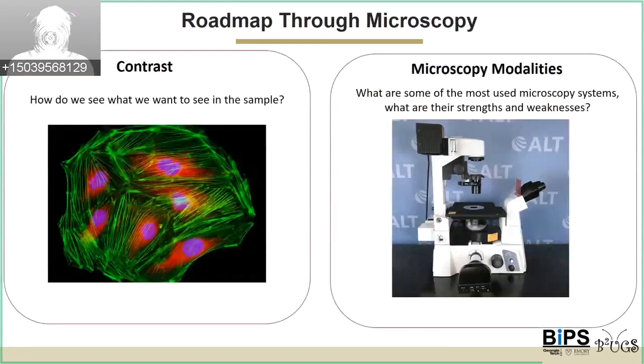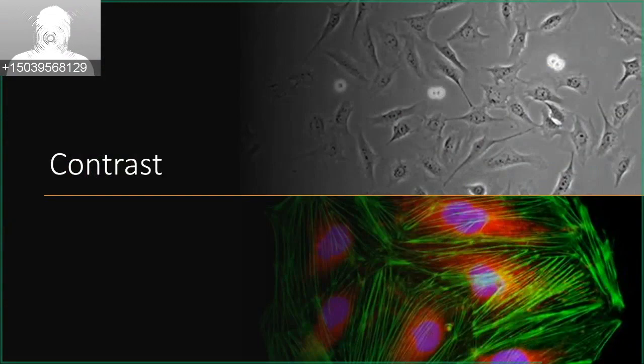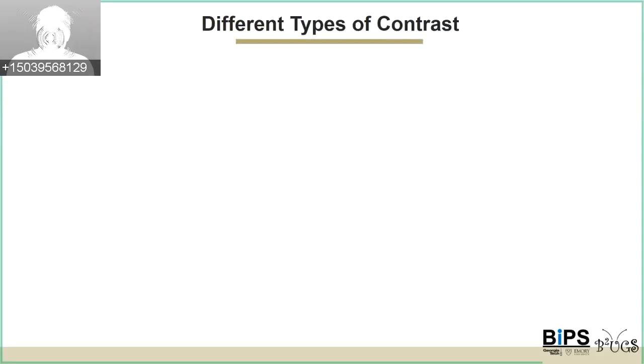So here are the two main things I'm going to cover in this final part of today's session. My goal is just to provide a high-level overview of the types of contrast agents and systems that you can choose from and what their pros and cons are. First, let's talk about contrast.